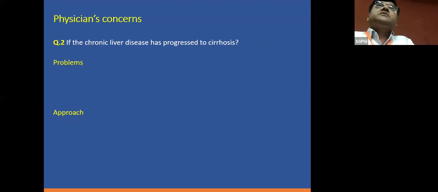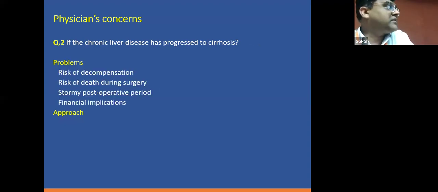Then the question is, in a chronic hepatitis patient, whether he has progressed to cirrhosis or not. Why do we want to know whether cirrhosis is present or not? Because in the post-operative period, there is a risk of decompensation. There is a requirement for prolonged hospitalization, ICU stay, expenditure may increase, risk of death is there, or you have to avoid some drugs to avoid hepatotoxicity. So you should know beforehand whether the patient is having cirrhosis or not.